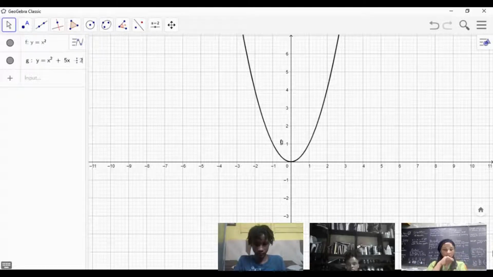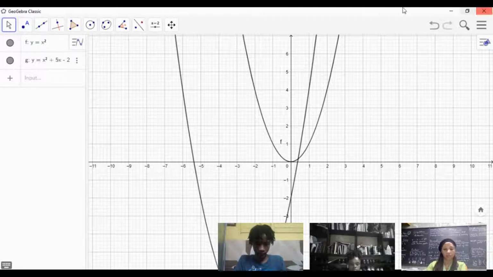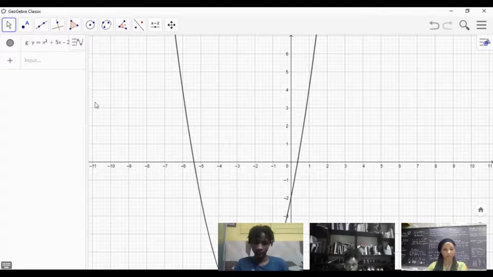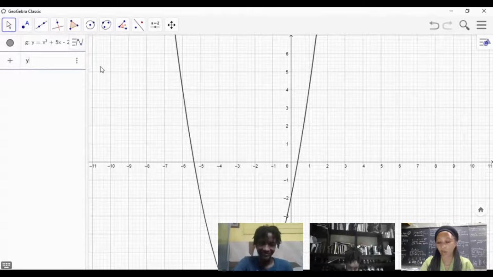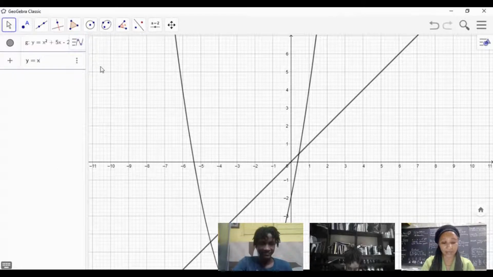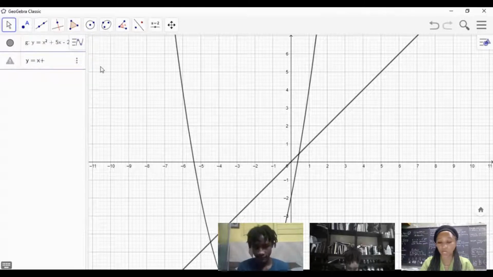All right. So this is it. Let me clear that one. Let me delete this one. So this is our function. y equals x squared plus 5x minus 2. And then that's the quadratic. So the linear is y is equal to x plus 3.